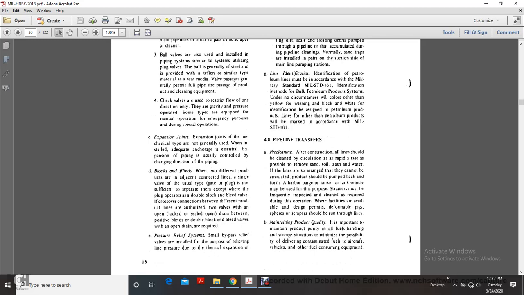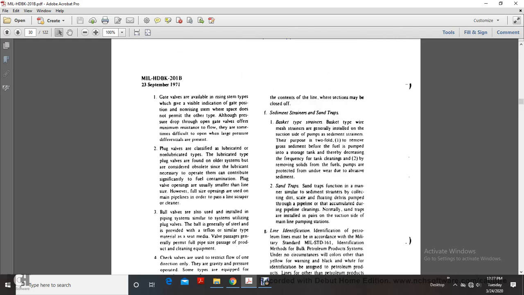Your pressure relief system. Small and bypass relief valves are installed for the purpose of relieving the line pressure due to the thermal expansion of the contents of the line where the sections may be closed off.